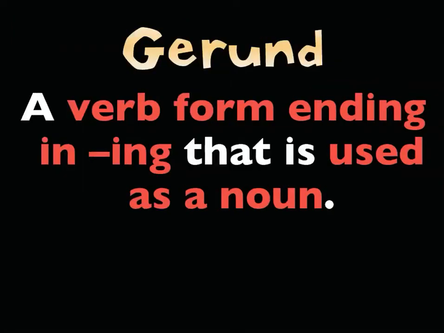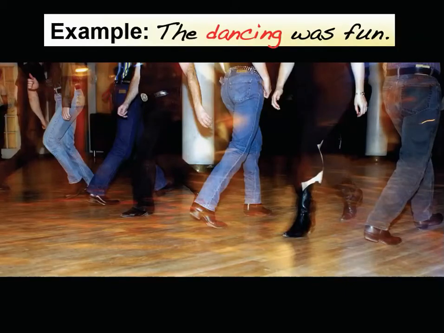So a gerund, by definition, is a verb form ending in -ing that is used as a noun. For example, the dancing was fun. Dancing is the gerund in this sentence. It is being used as a noun. It's actually the subject of this sentence. The dancing was fun.